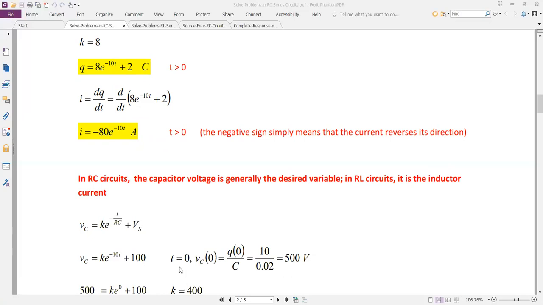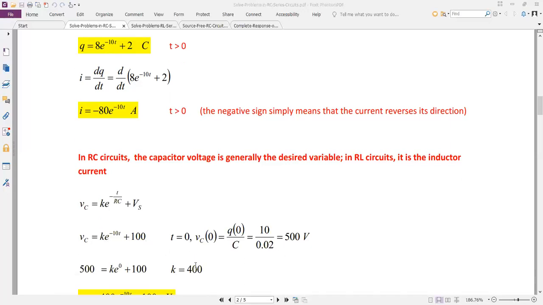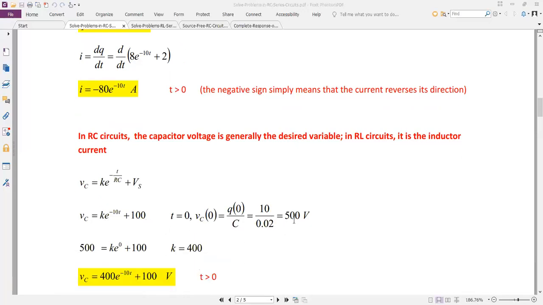So at t equal to 0, however, the k value is not the correct k value here. That's 8, so this should be 8c. And then this would be e raised to negative 10 times 0. So that would be e raised to 0, which is 1, plus 100. So this should give you a VC, which is 500 here without the correction.